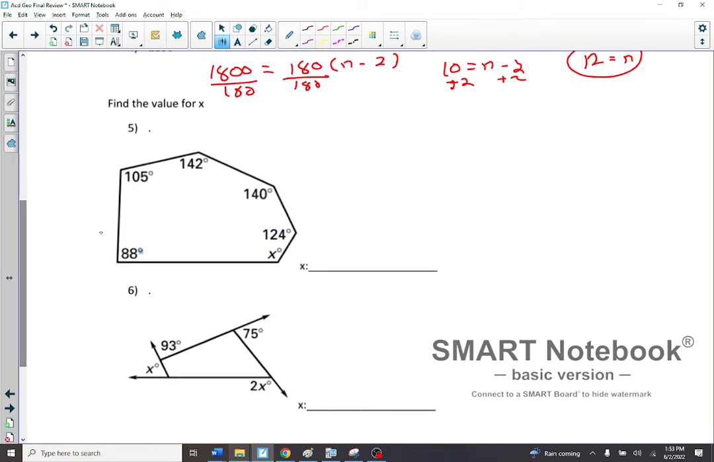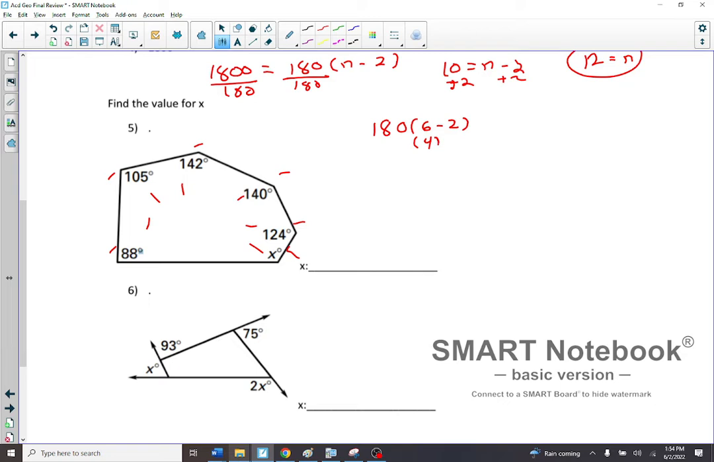Next one. We have 1, 2, 3, 4, 5, 6 sides or 6 corners. They always be the same. So I want to find what the total of all these numbers are, even the x. Since I know it's 6-sided, I do 180 times 6 minus 2. And I know it's 6-sided because you could just count how many sides you have.